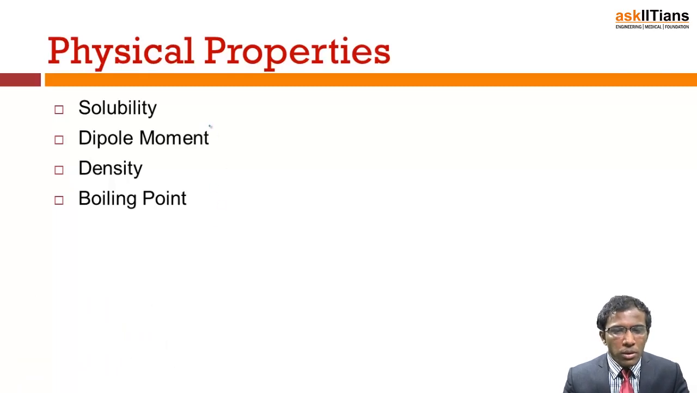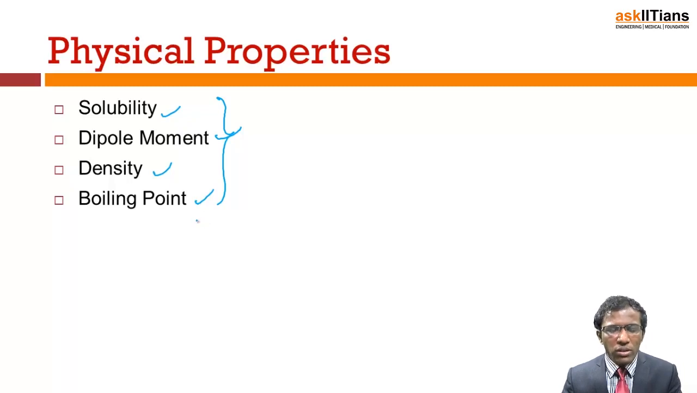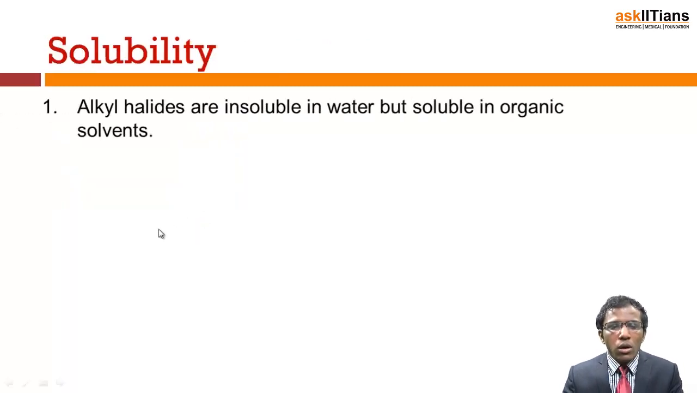Under physical properties we have these four: solubility, dipole moment, density and boiling point. We are going to discuss all these four physical properties. Solubility is the first one. Alkyl halides are insoluble in water, but they are soluble in organic solvents.